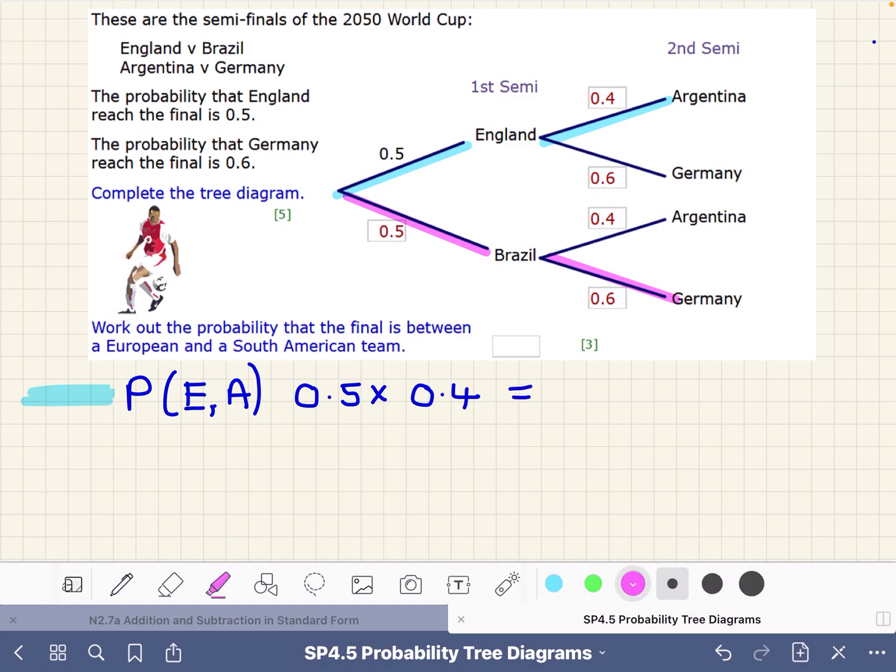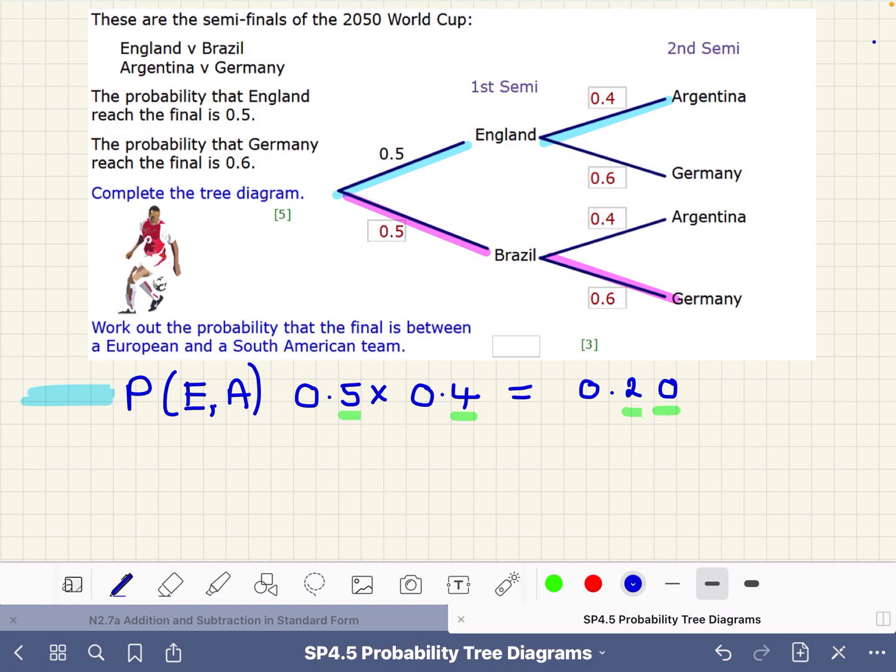Because we have two decimal places in our question, 1, 2, we would want two decimal places in our answer, 1, 2. 5 times 4 is 20. So 20 would go there with a 0 point before it.